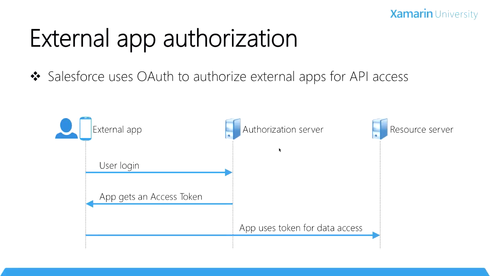OAuth is industry standard, so many developers already know how to use it. In addition, OAuth can increase user confidence since the credentials are sent directly to Salesforce instead of being entered into an application. You'll see in Enterprise 302 that we're going to use the Xamarin Salesforce component, which will encrypt and cache a user's access token on the device to avoid the need to log in every time our user uses the external application.